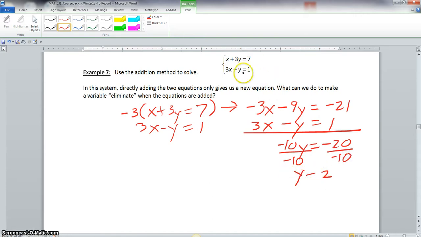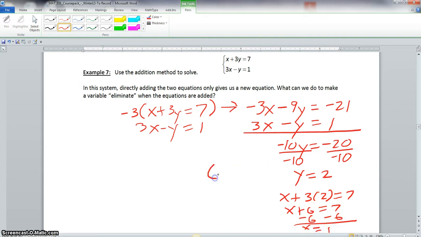So now we have to take one of the two original equations and substitute in 2 for y. So I would take the top equation. So we will have x plus 3 times 2 is equal to 7. So we have x plus 6 equals 7. Subtract 6 on both sides, and x is equal to 1. So our ordered pair here would be 1, 2. And that will be our final answer.